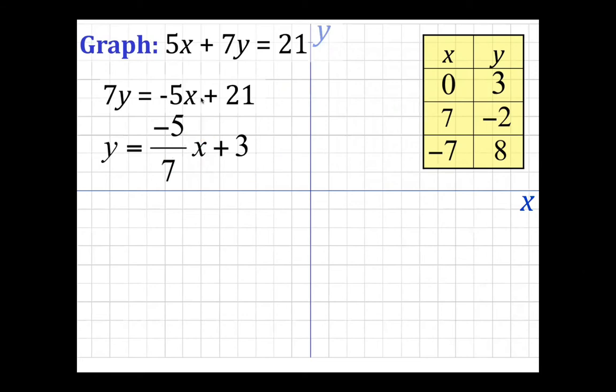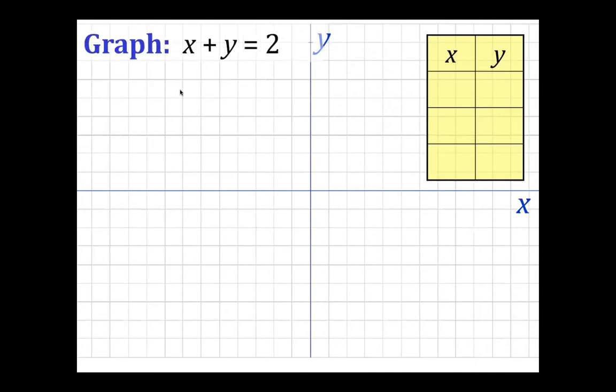Now that you have all 3 of your ordered pairs, go ahead and plot them. So first 0, 3, then 7, -2, and then -7, 8. And now you can go ahead and draw your line through your points, and that's how your graph will look like.